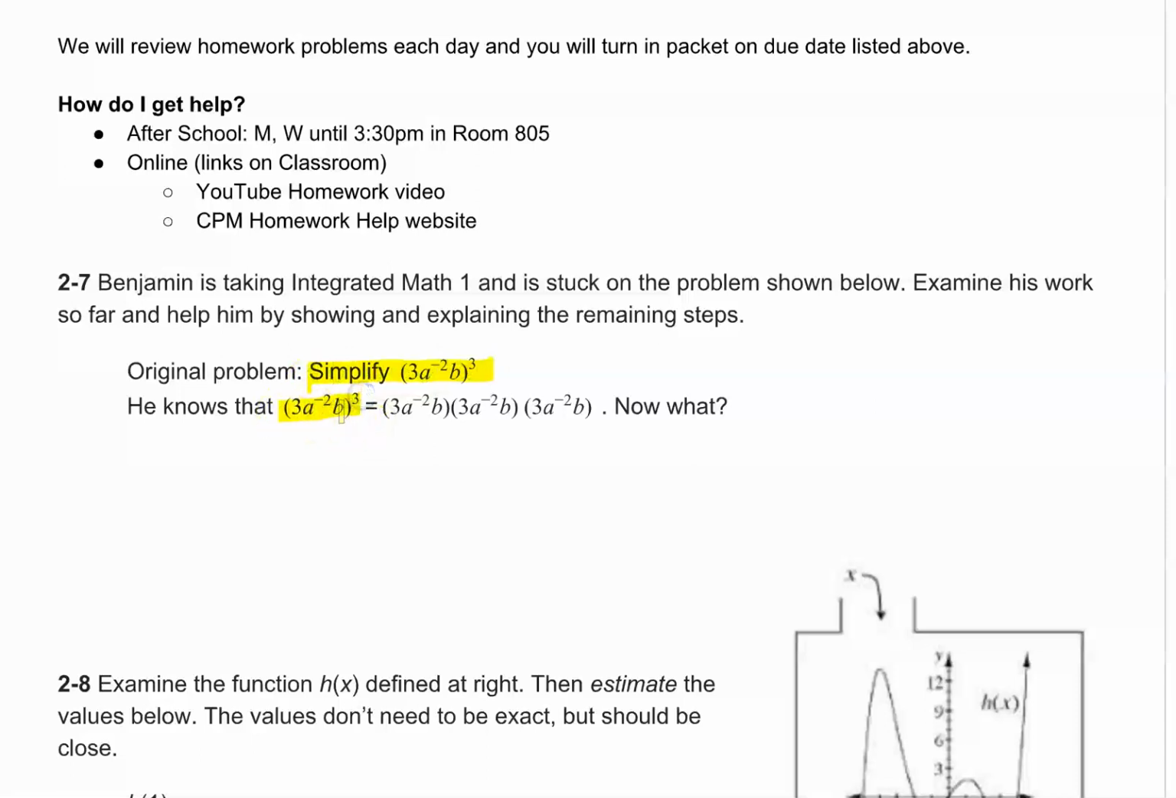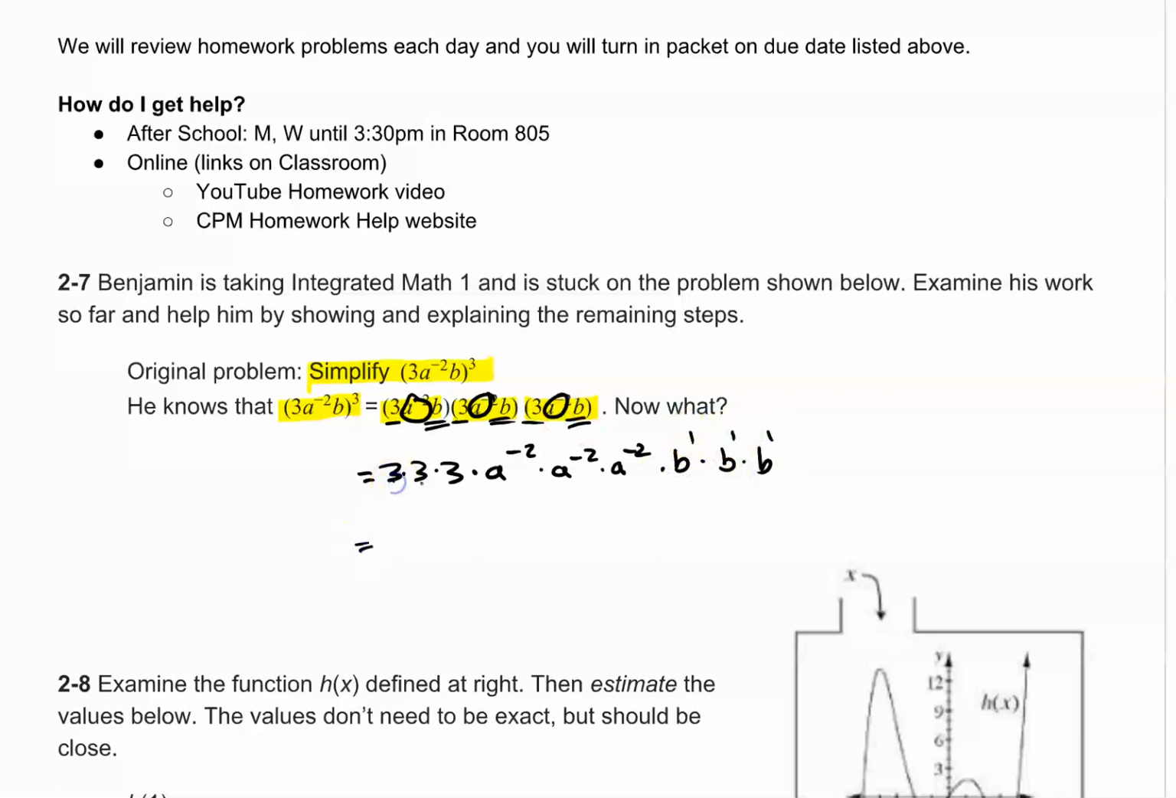He saw that it's parentheses raised to the third power, so he repeats it 3 times. And that's perfect, because the next step after that is we have the coefficients, the big numbers in front, 3 times 3 times 3. Remember, these are all multiplying. And then we have the A base items, that's A times A times A. Each of those is raised to the power of -2. So I'll circle those. And then we have B's, we have 3 B's. And remember, when there's no exponent, it's actually still raised to the power 1.